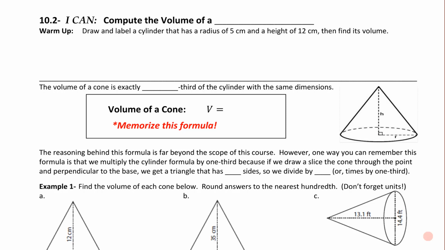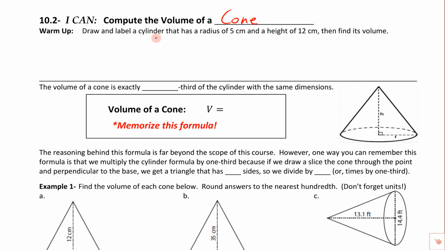In 10.2, we're going to learn another volume formula. The I can statement is I can compute the volume of a cone. So we're going to write the word cone right here. And the warm-up says draw and label a cylinder that has a radius of 5 centimeters and a height of 12 centimeters, then find its volume.